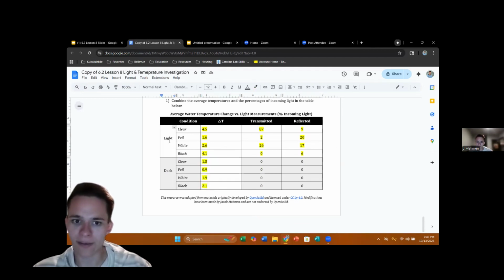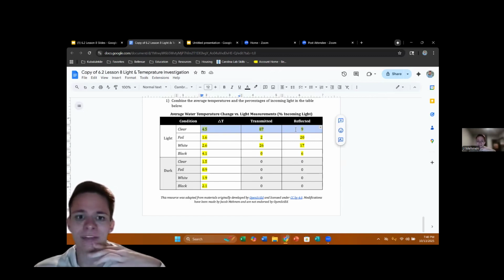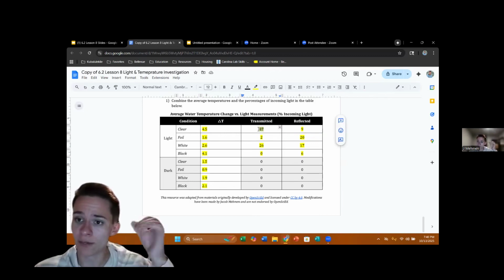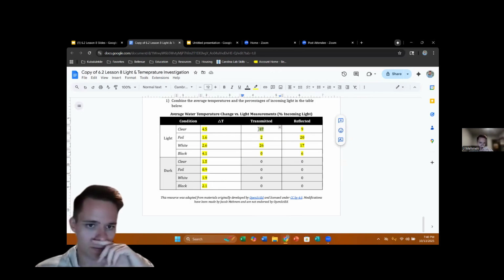Now let's look at my light conditions. First, I noticed that the clear cup changes temperature a lot. I notice it has a really high amount of light that is transmitted. I see that there's little light that is reflected. So let's think to ourselves, why would the clear cup possibly be increasing the temperature of the liquid over time? Maybe it has to do with the amount of light being transmitted, and that transmitted light can reach that liquid and warm it up somehow.